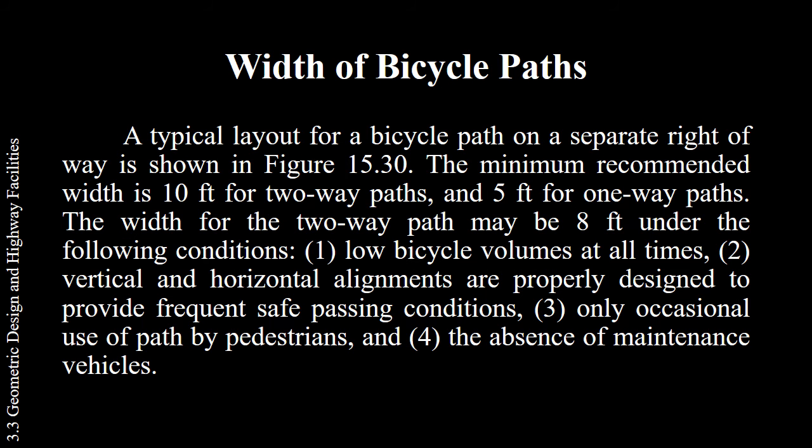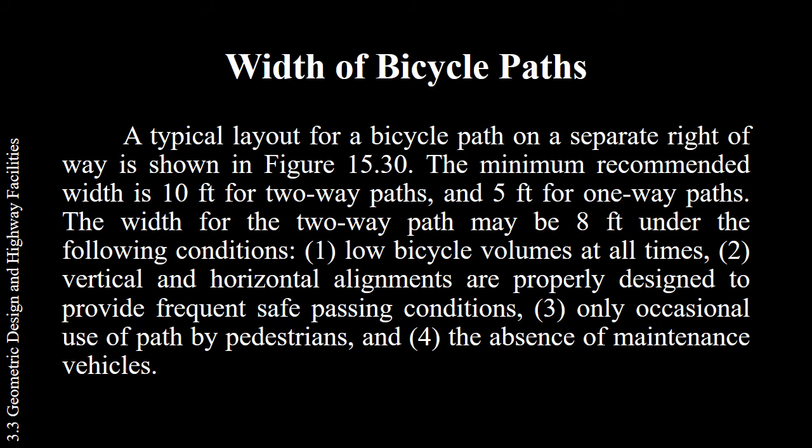Width of bicycle paths. A typical layout for a bicycle path on a separate right of way is shown in figure 15.30. The minimum recommended width is 10 feet for two-way paths and 5 feet for one-way paths. The width for the two-way path may be 8 feet under the following conditions.